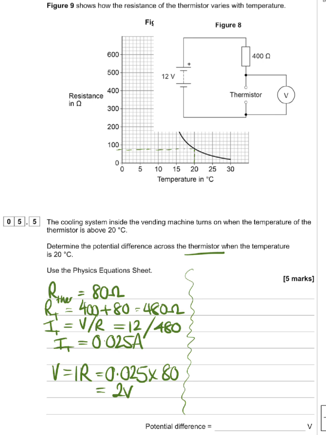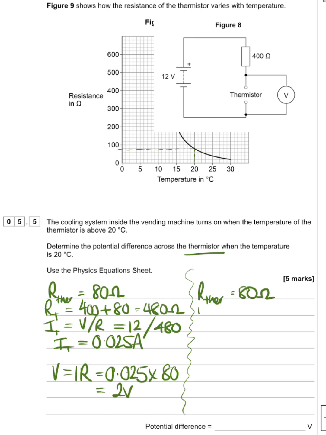Now there is another way to do this. You still have to read off the value for the thermistor of being 80 ohms, but another way of doing this is to remember that in a series circuit the PD will split, and it will split in the same ratio as the resistance. So the higher the resistance, the higher the PD across that component, because it means the charges are having to work harder to move through it.